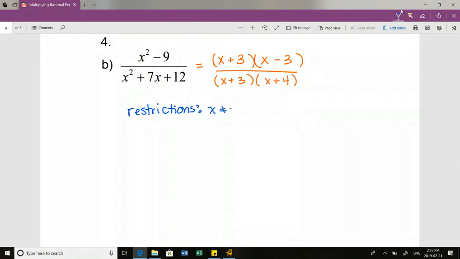Close. -3. Yeah, -3 and -4. Good, yep. Okay, and now I can cancel full groupings, right? So what are the full groups that you guys see that are similar here? Yeah, so we can cancel those guys, and then we're just left with x minus 3 over x plus 4.